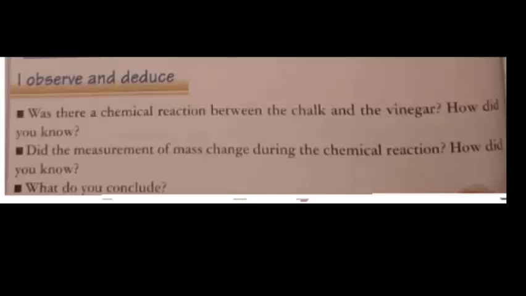Second question, did the measurement of mass change during the chemical reaction? How did you know? No, the measurement of mass didn't change because the mass of the setup before the reaction is equal to the mass of the setup after the reaction. Third question, what do you conclude? We conclude that mass is conserved during a chemical reaction.